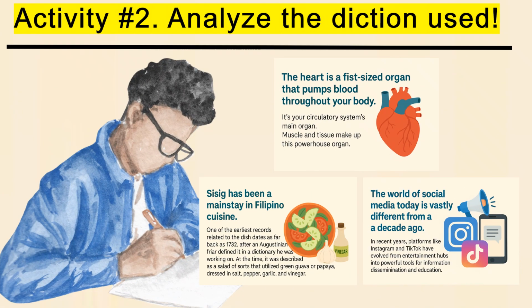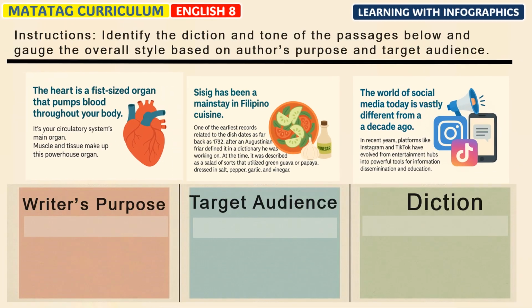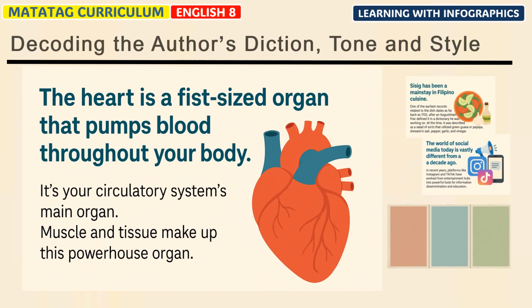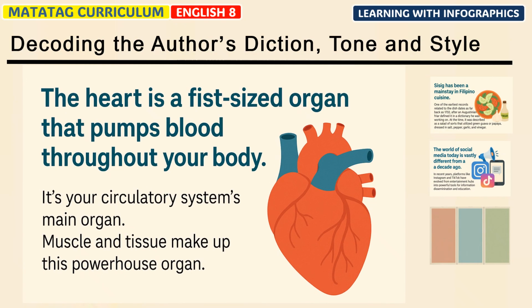Let us now answer activity number 2. Analyze the diction used in each of the passages. You need to identify the diction and tone of the passages below, and gauge the overall style based on the author's purpose and target audience. Let's read each passage.